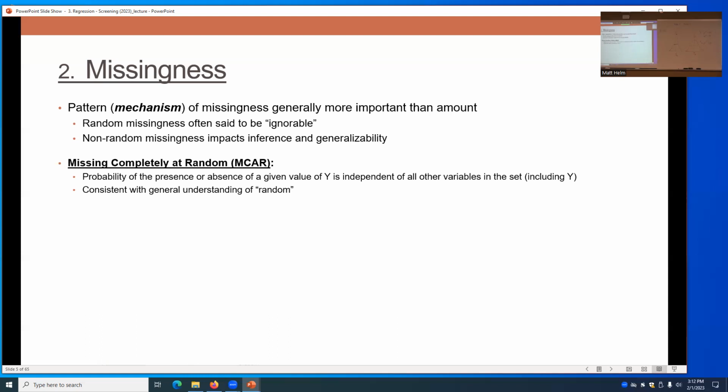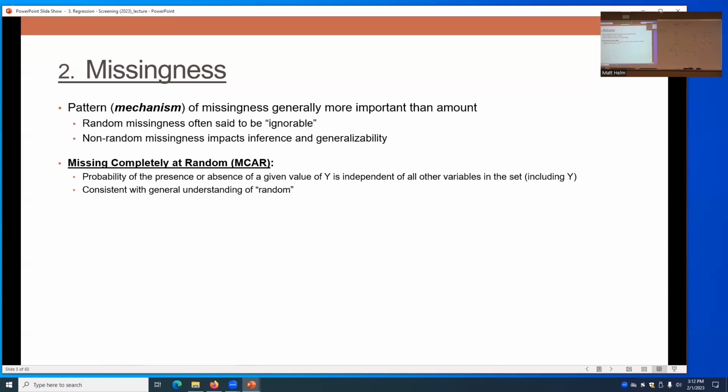And when we get into SEM and things like that, we have full information estimators that will include cases with missing data. With regression, if you're missing variables of interest, then they just can't be in the model. Just exclude them. With full information estimators, they're still in there, but depending on the type of missingness, that changes whether or not we have confidence in the results that we're getting.